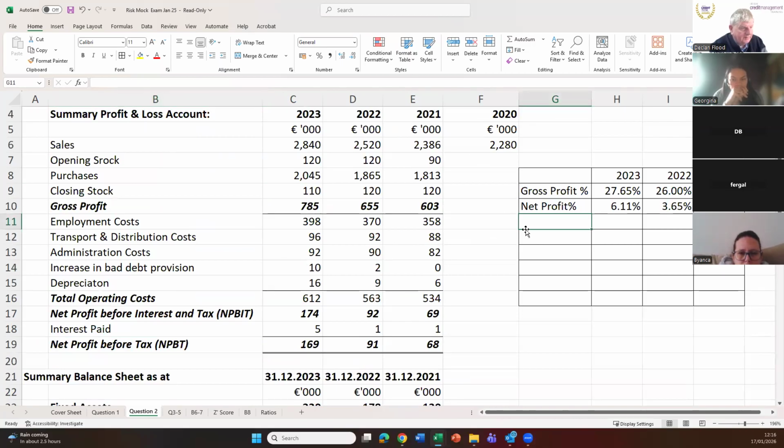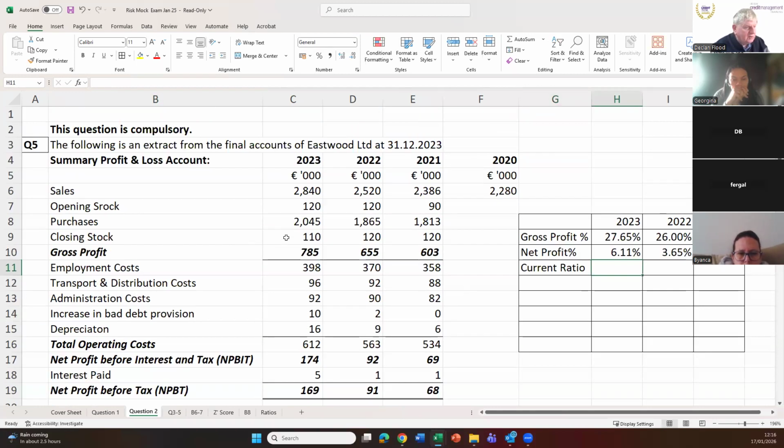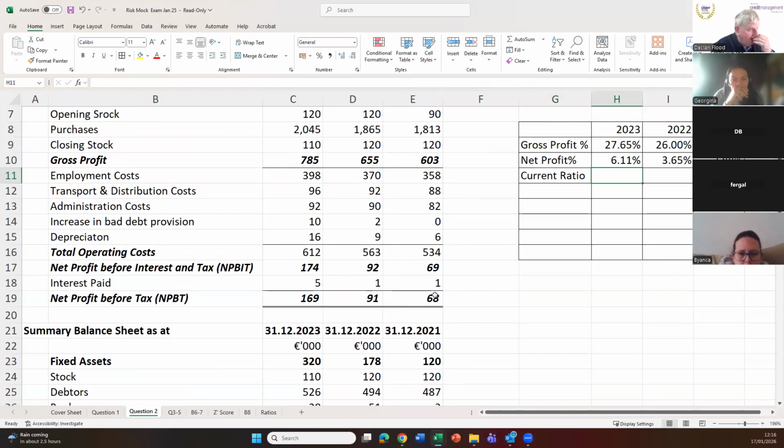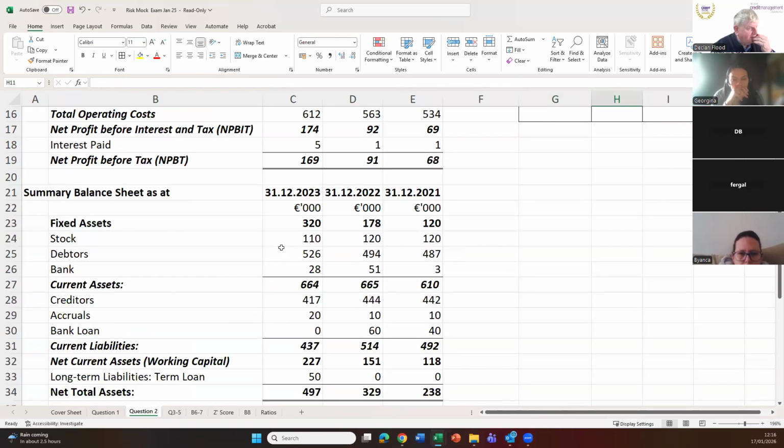So that's your two profitability. What's the liquidity? It's the current ratio. And again, however you show your current ratio, you can show it as a number, you can show it as 1 to 1 or whatever. So the current ratio is your fixed assets, and you see we have there, yeah, so the fixed assets, current assets.